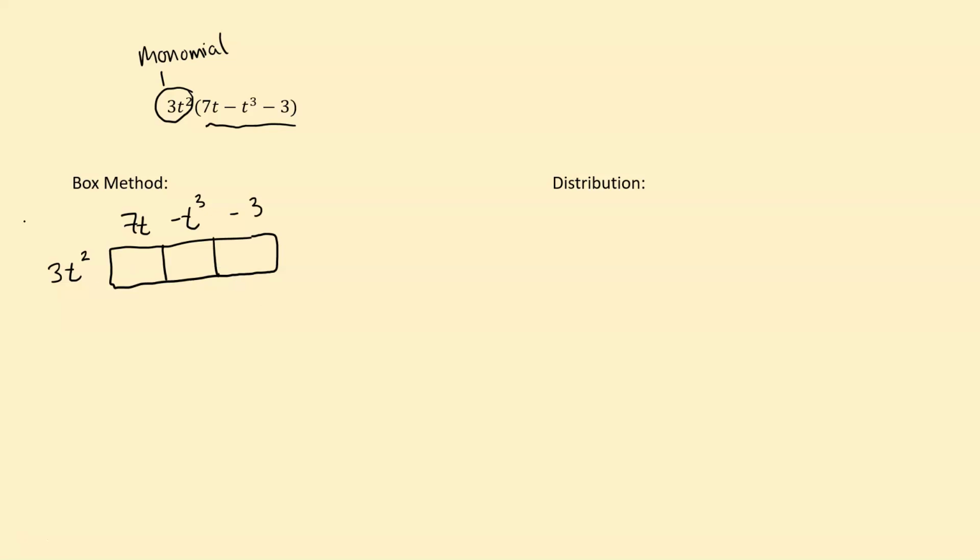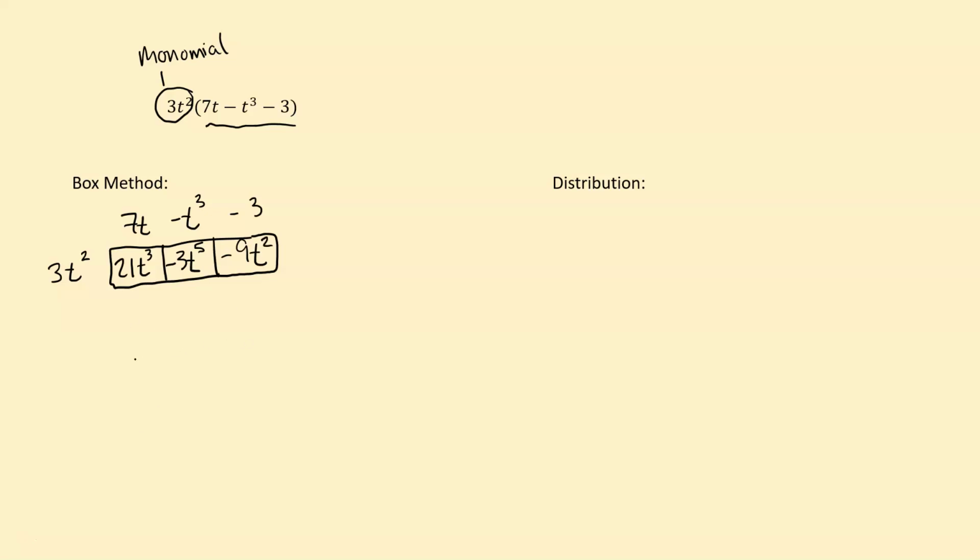So a box method like this just seems kind of silly because we just have the one term on the side. But if that is what you feel is the right way to do it, then please feel free. 3t squared times 7t, that would be 21t to the third power. And then 3t squared times a negative t to the third power, that would be negative 3t to the fifth power. And then 3t squared times a negative 3, that would be negative 9t squared.